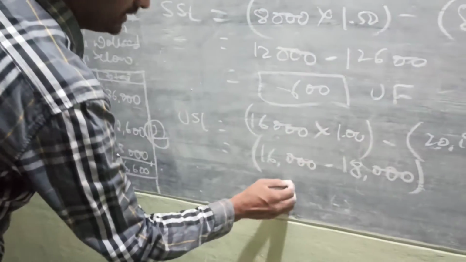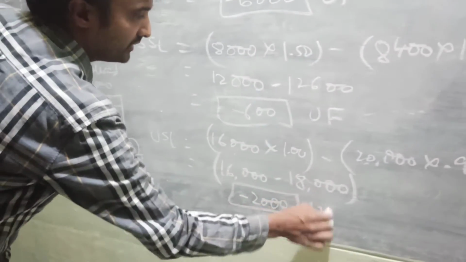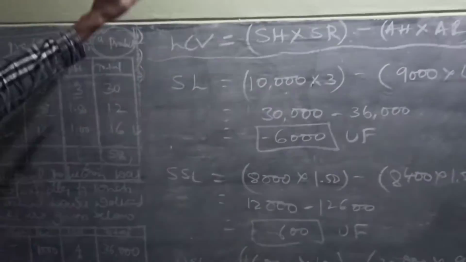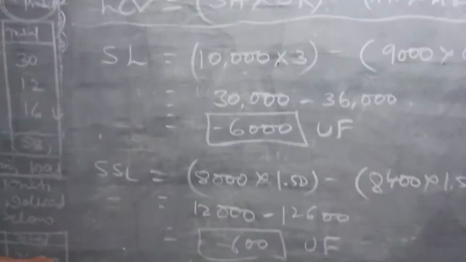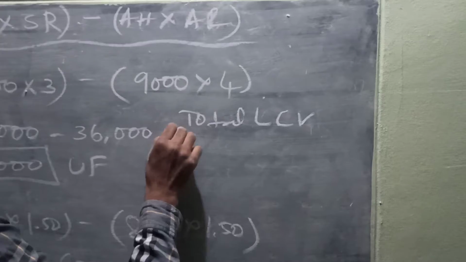So 16 minus 8 minus 2,000, that is unfavorable, or it is also called adverse. These are the various labor costs of different categories of labor, that is skilled, semi-skilled and unskilled. By clubbing all these things, we should find out the total labor cost variance.